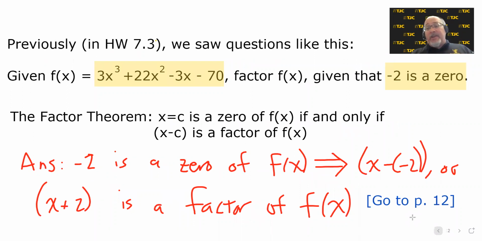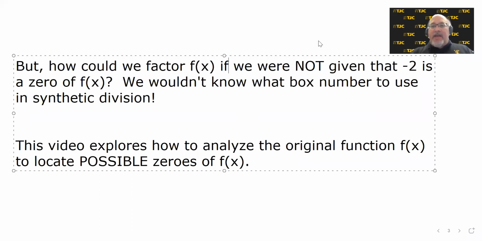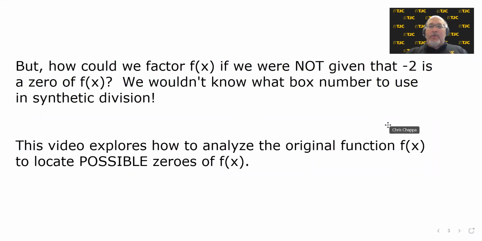When we're told something like -2 is a zero, it begs the question: how can we factor f of x if we were not given that -2 is a zero of f of x? We wouldn't know what box number to use in synthetic division. This video explores how to analyze the original function to locate possible zeros of f of x.